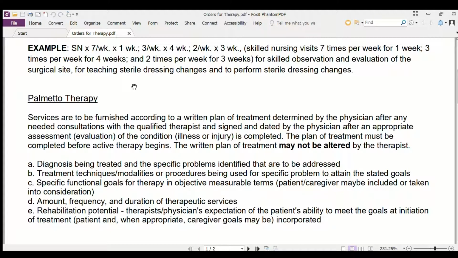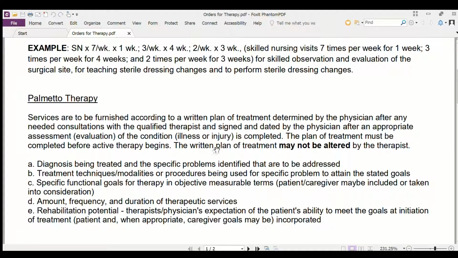They also have further guidance, which says services are to be furnished according to the plan of treatment that is determined by the physician after a therapist or somebody they've consulted with, and that the doctor will sign the order after the evaluation of the therapist. The plan of treatment must be completed before therapy begins, which means you have assessed the patient and determined what kind of interventions you're going to do, as well as contacting the doctor's office to inform them and get a verbal okay for the therapy.